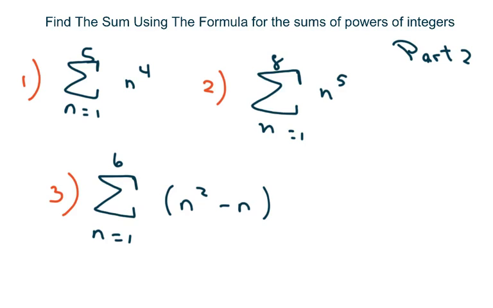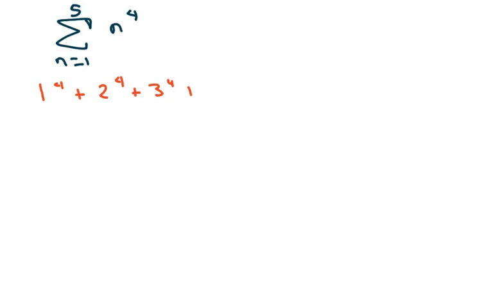So the first one is the sum of n^4. And we want to start with n equals 1 and go all the way to 5. So we're going to have 5 terms. And so you need to know your sum formula for n to the 4th, which is 1 to the 4th, plus 2 to the 4th, plus 3 to the 4th, all the way to 5 to the 4th.